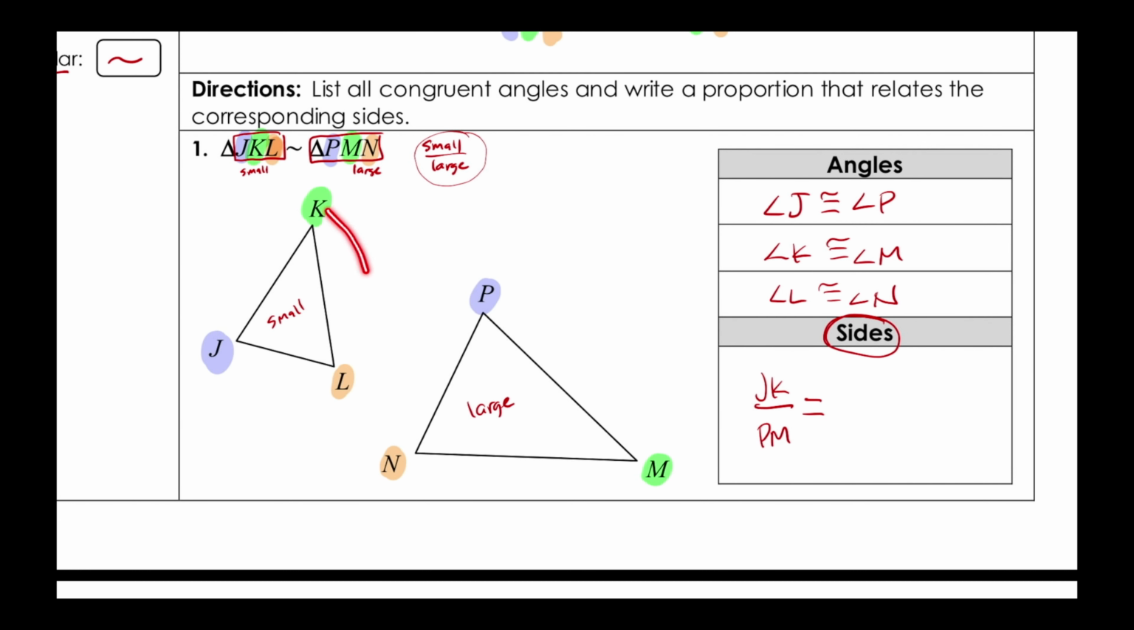Well, let's do another ratio. Let's do green-orange, which is KL. And then let's do green-orange over here, which is MN. There you go. Now that ratio has to equal the other sides that match. What are the other sides that match? Orange, purple. We didn't do orange, purple, did we? So orange, purple, and the small one is LJ. And what does orange, purple match on the other one? NP.